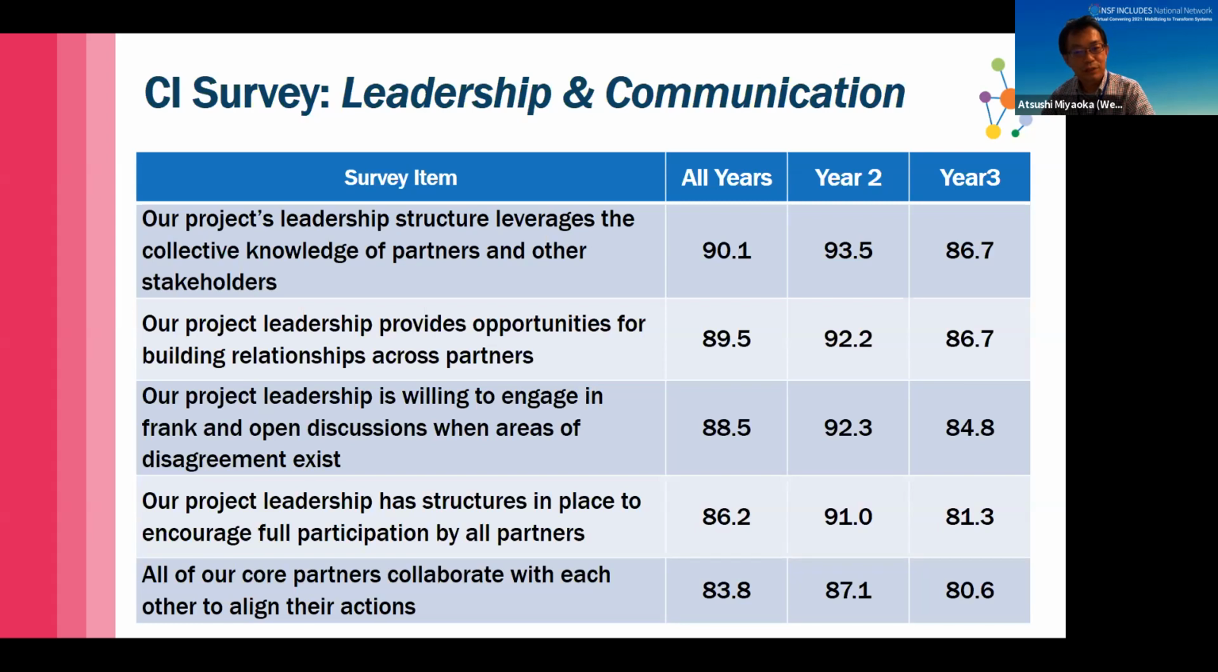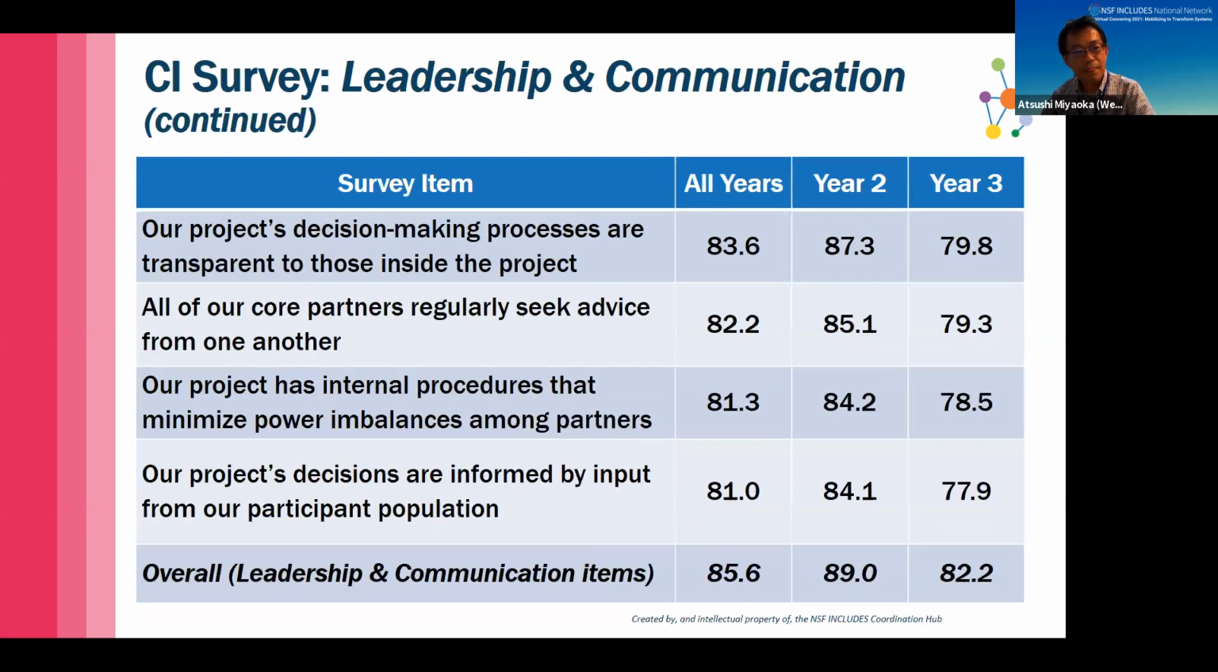Go to the next slide, please. The lowest is that our project decisions are informed by input from our participant population. This one has a score of 81. We also found that alliances with 2 years of NSF INCLUDES funding are more likely to have higher project level scores for all of the items regarding leadership and communication design elements. Pause for a moment.